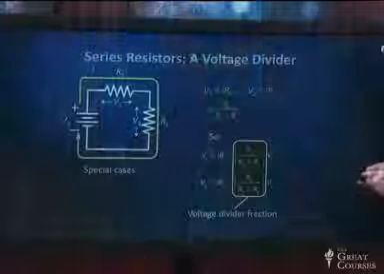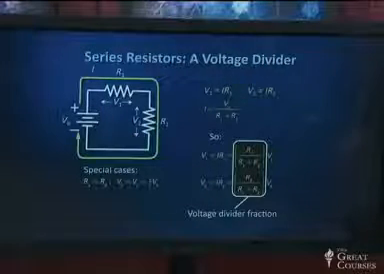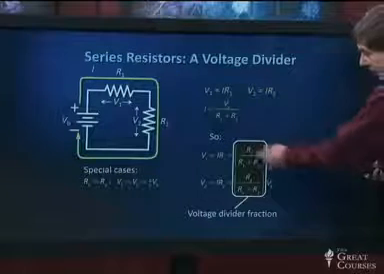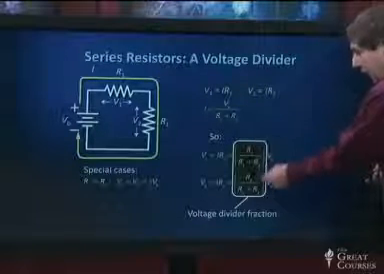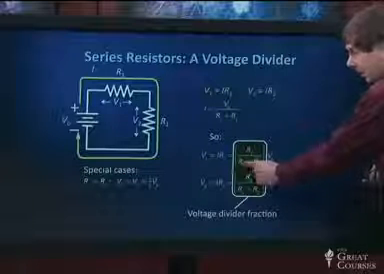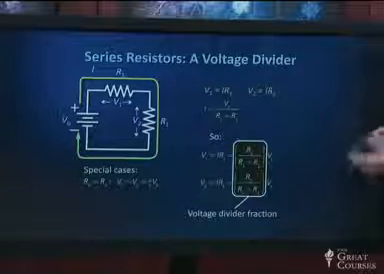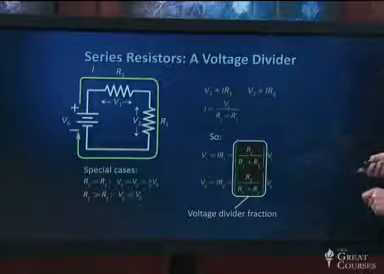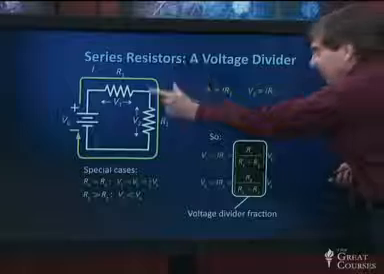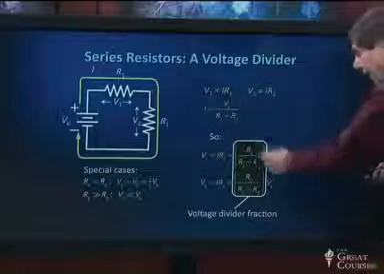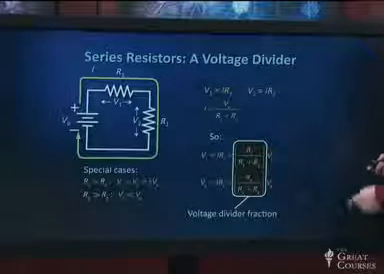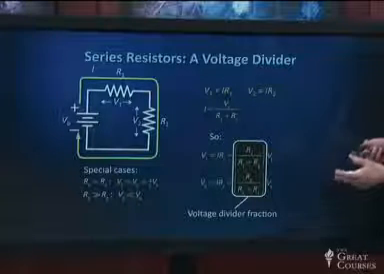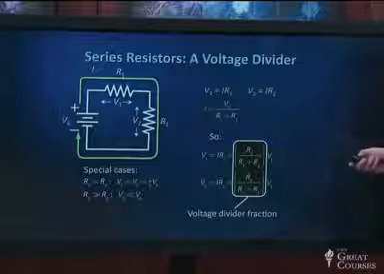There are some special cases that are worth looking at. If R1 and R2 were equal, for example, V1 would be equal to V2. R1 would be equal to R2. These numbers would be the same. These would add up to twice either resistance, and this fraction would be a half, and so we'd divide the voltage in half. If R1 is much, much bigger than R2, then most of the voltage is going to be dropped across R1, and very little of it across R2, and so V2 is going to be very small. This fraction is going to be small, and V2 is going to be very small compared with the battery voltage.